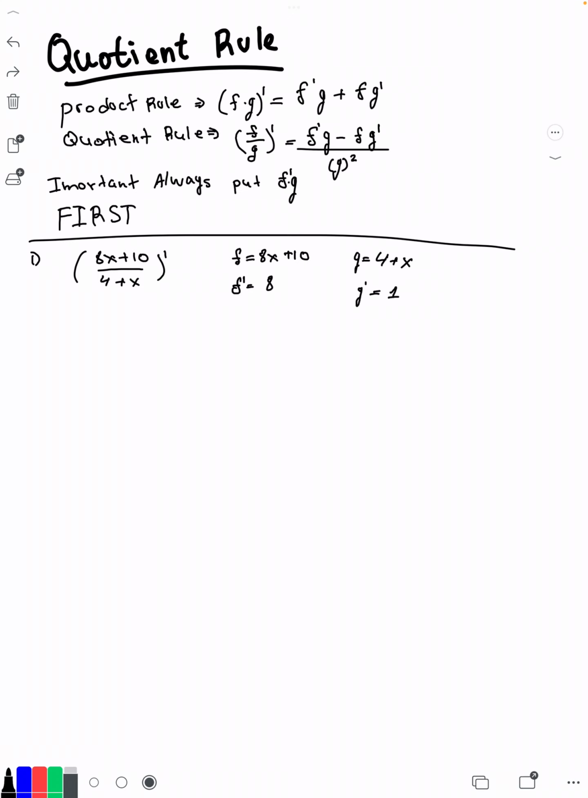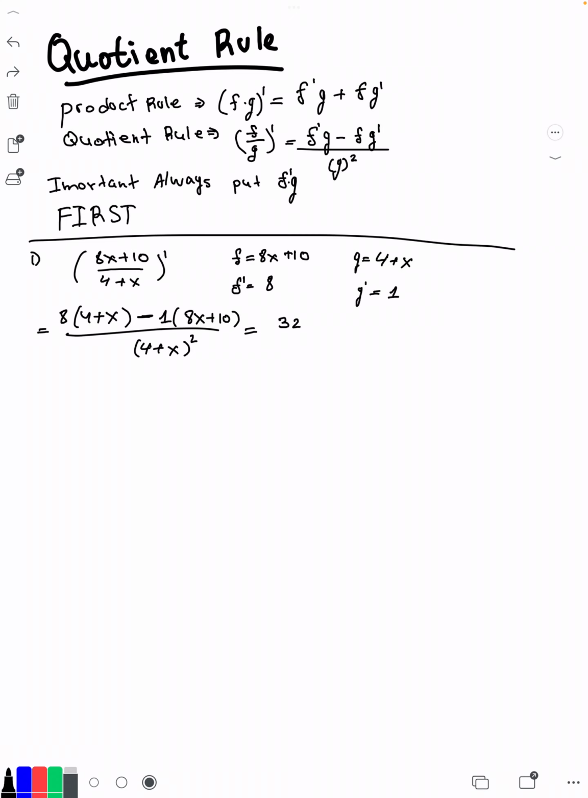And now I'm just gonna copy that in the function. So we're gonna have f prime, which is 8, multiplied by g, multiplied by 4 plus x, minus f multiplied by g prime. So we can write g prime first because it's 1, multiplied by 8x plus 10, divided by g to the power of 2, so 4 plus x to the power of 2.